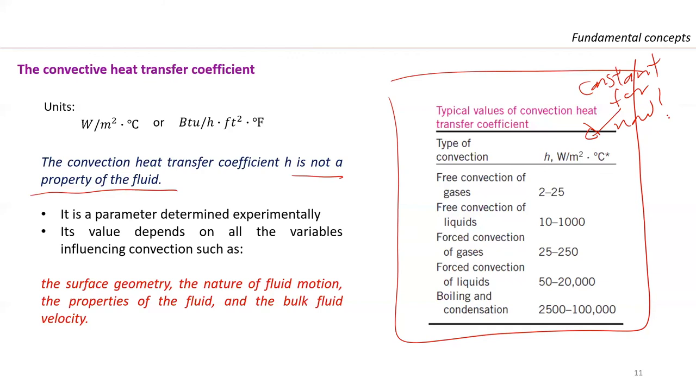Units of the convective heat transfer coefficient: international, watt per meter squared Celsius; English, BTU per hour feet squared Fahrenheit. We will keep using English units a lot in this course. Why? Because most of the theory of heat exchangers was developed in England, and then most of the tables, rules of thumb, etc., are in English units. So we will keep using both in parallel, both international and English units.